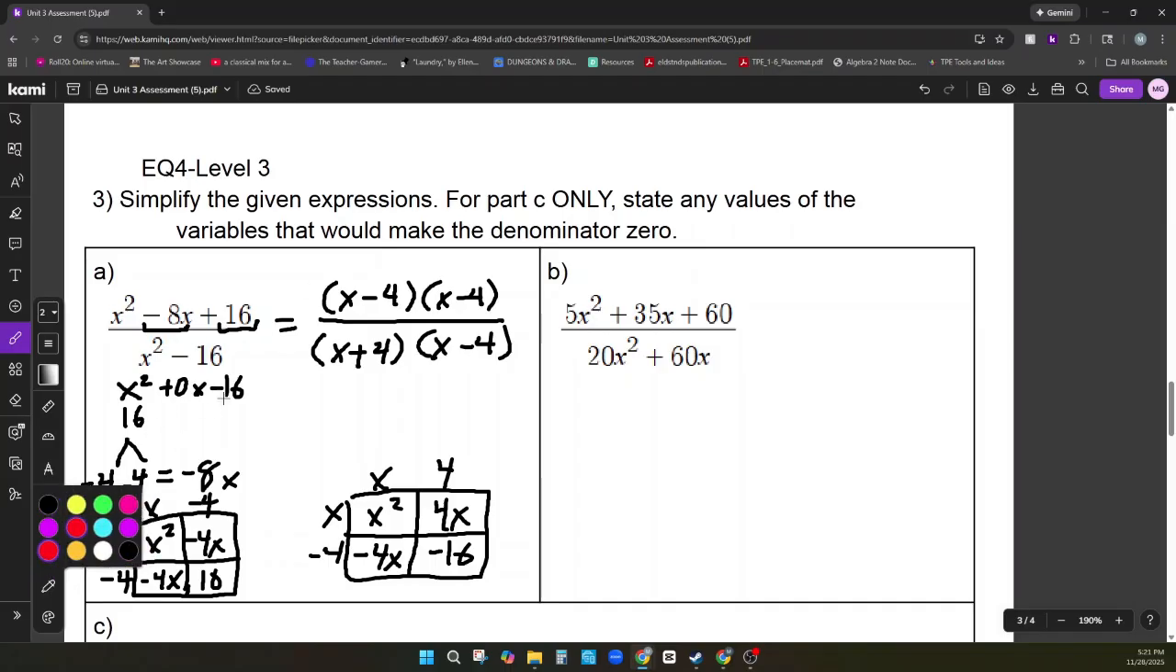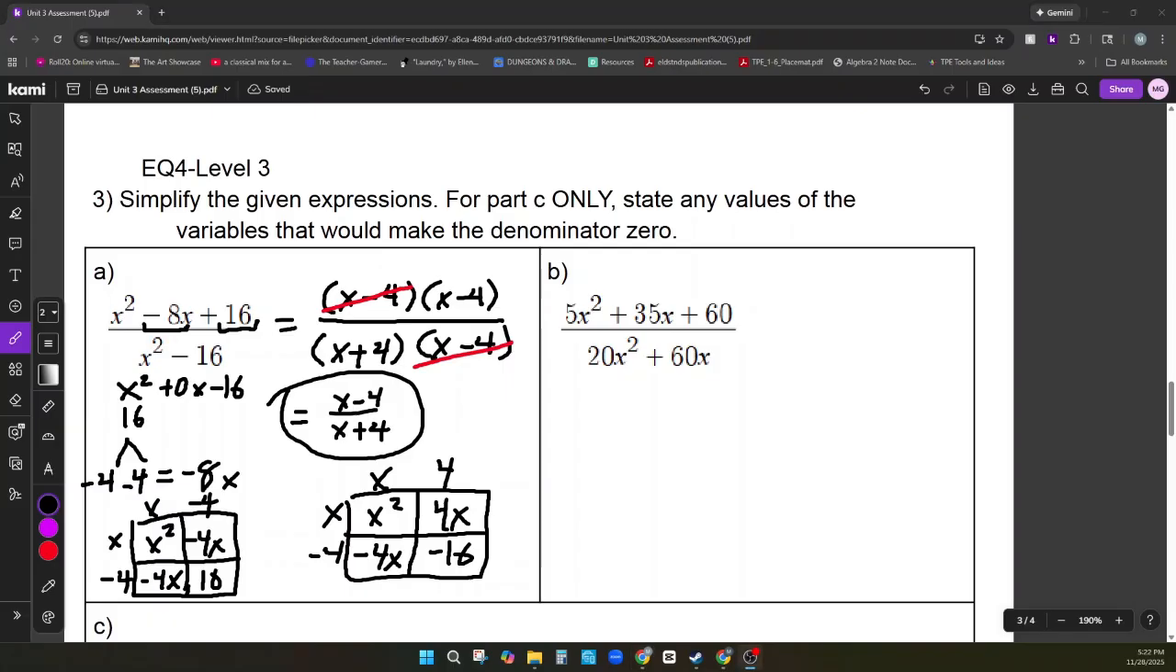And from this point, all I need to do is cancel. I have an x minus 4 on top, x minus 4 on the bottom. They cancel, leaving me with my final answer, x minus 4 all over x plus 4. And that completes my problem A.